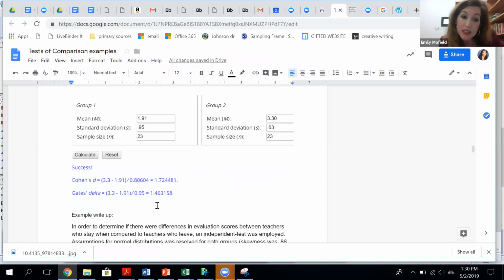I'm fine for you to just use the Cohen's d. Hey, it is a 1.72. That is a massive difference. So that tells me the strength, the bigness of how big of a difference there is.